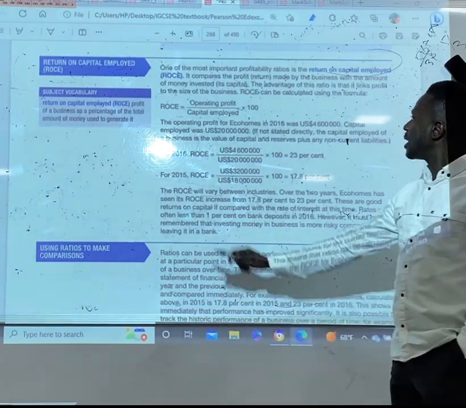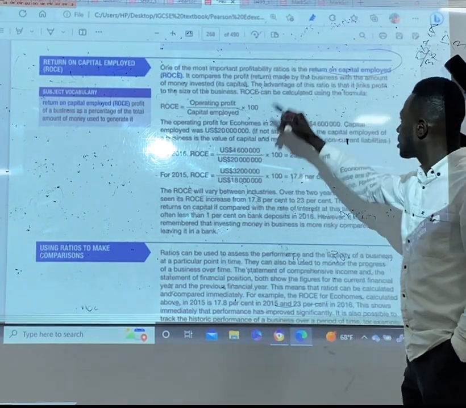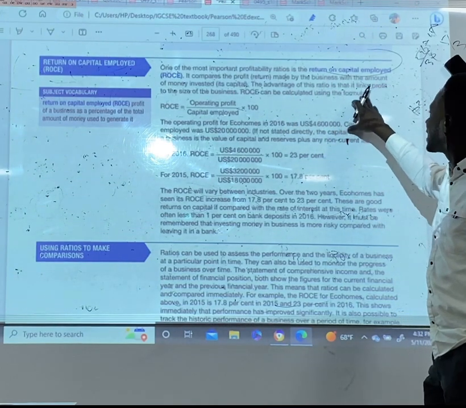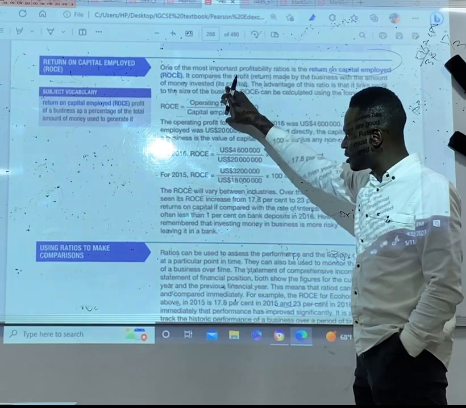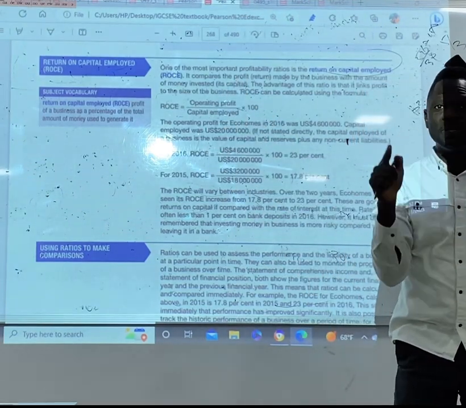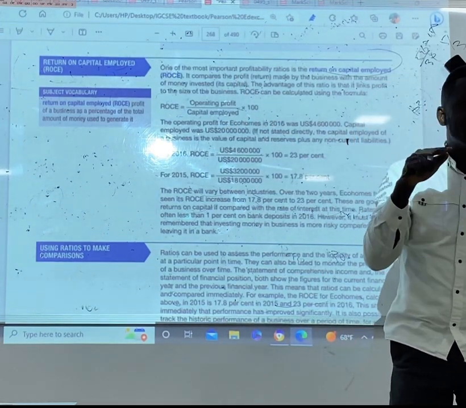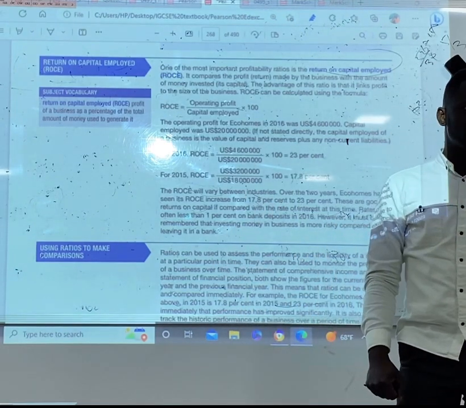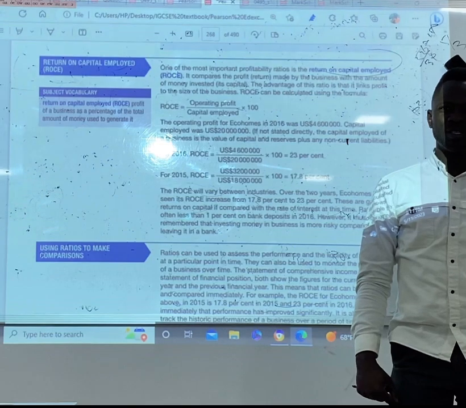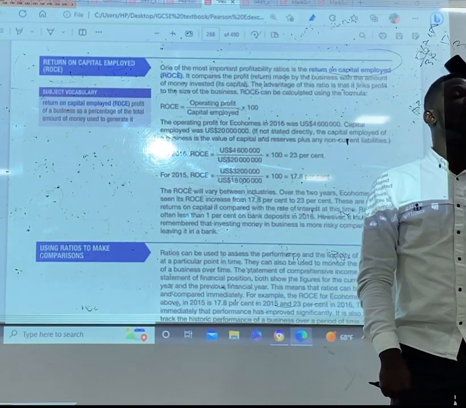So here they said, it compares the profit. The advantage of this ratio is that it links profits to the size of the business. So if profit is made in the business, it means it has been made based on how big or small the business is. Do you get it or not?